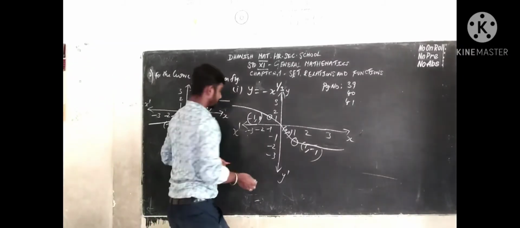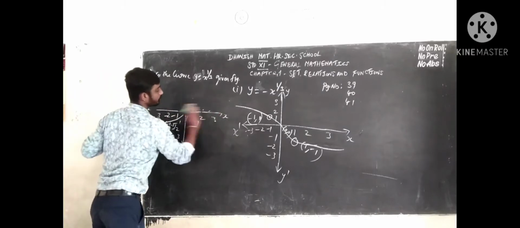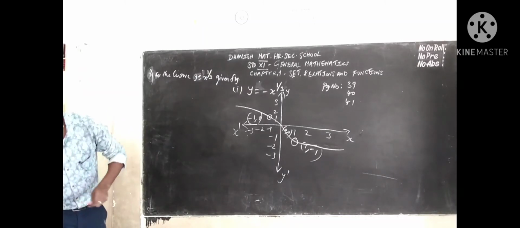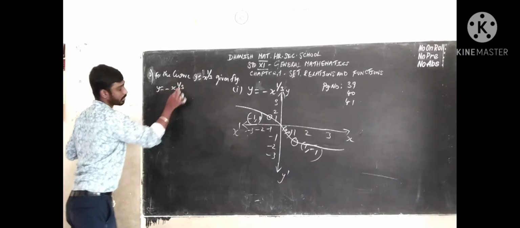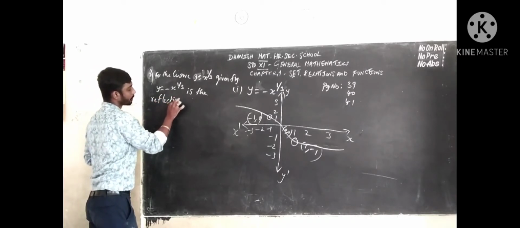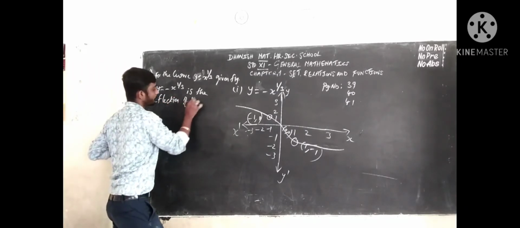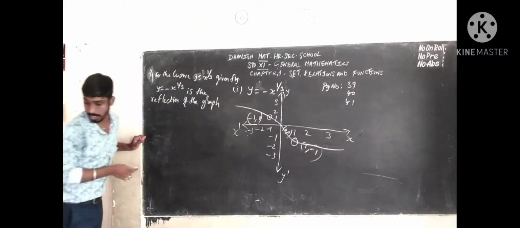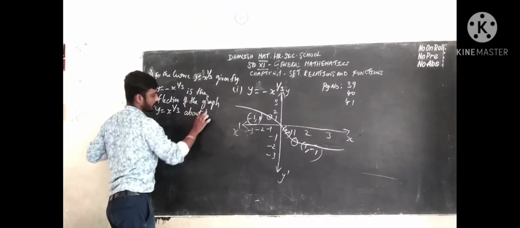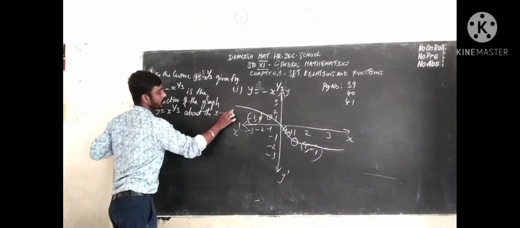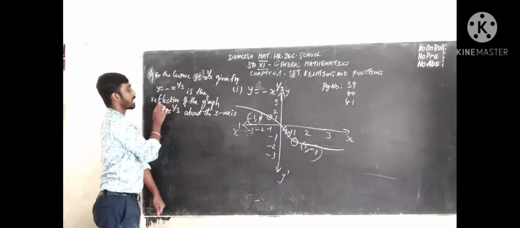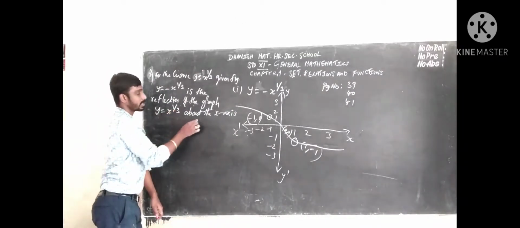Now we are writing the condition for the first one. Listen, let y is equal to minus x power of 1 by 3. It is the reflection of the graph y is equal to x power of 1 by 3 above the x axis. We are writing the condition here, because all the conditions are given in page numbers 39, 40, 41. So y is equal to minus x power of 1 by 3 is the reflection of the graph y is equal to x power of 1 by 3 above the x axis.